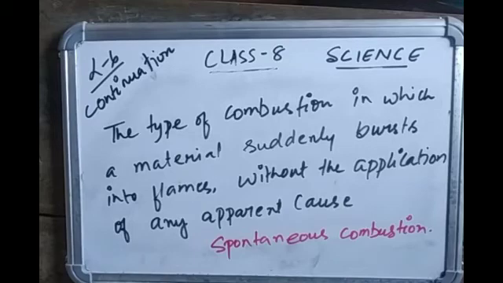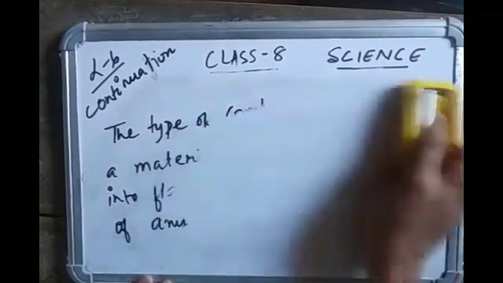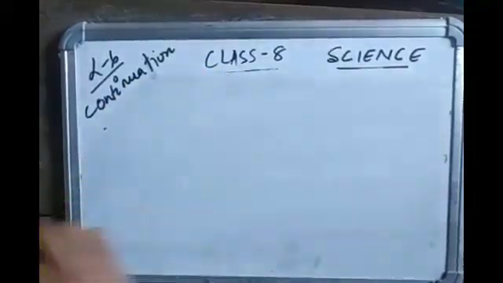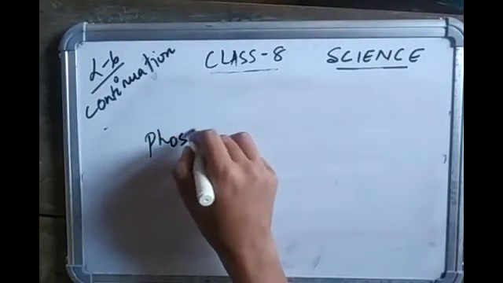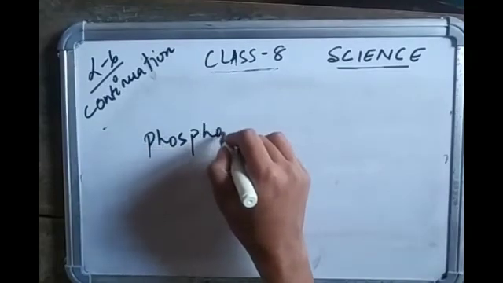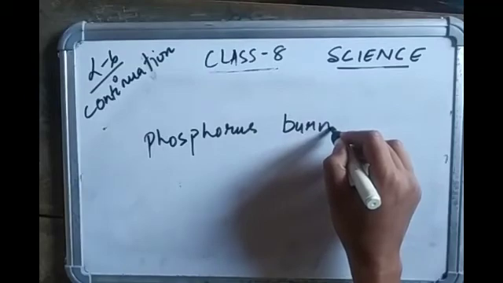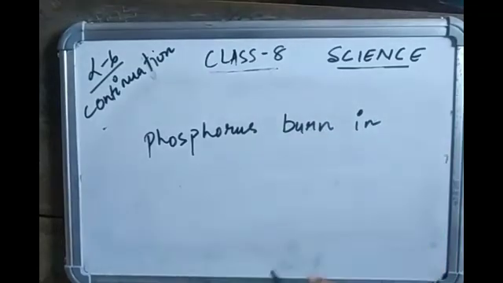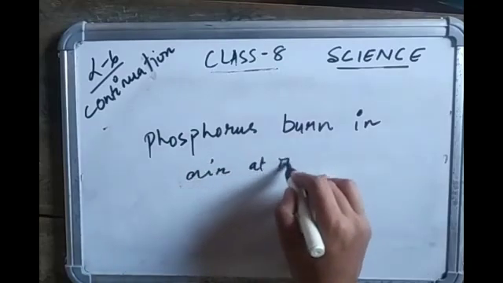Example, when you look at the textbook you will find that phosphorus is given as an example in your textbook. Phosphorus burns in air at room temperature. So an example of a spontaneous reaction is phosphorus. Phosphorus burns in air at room temperature.